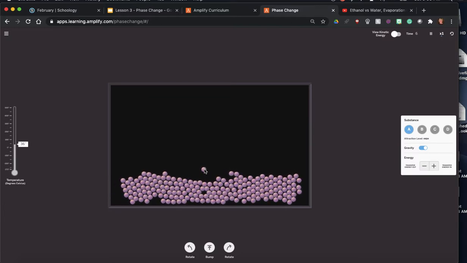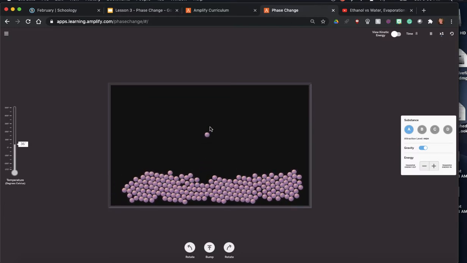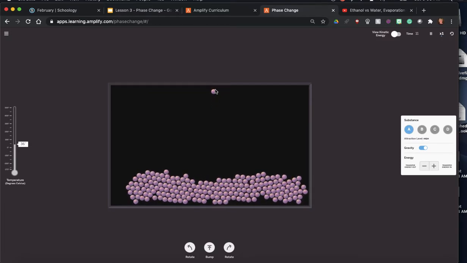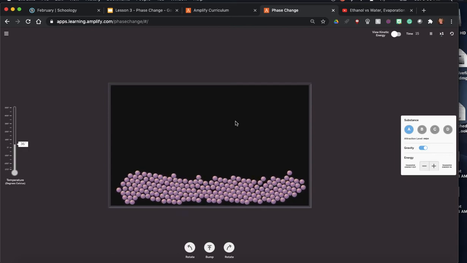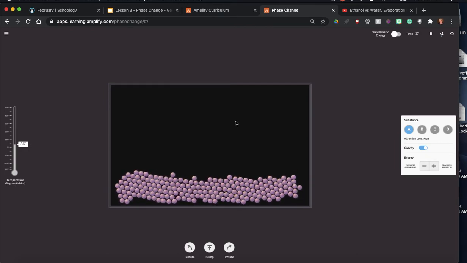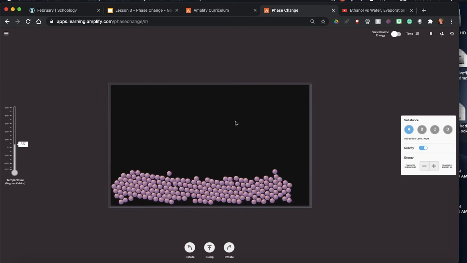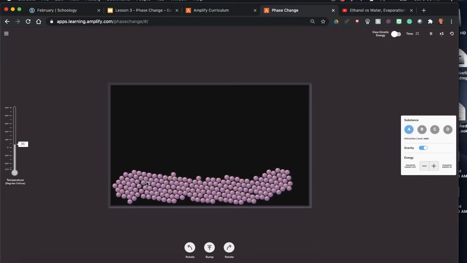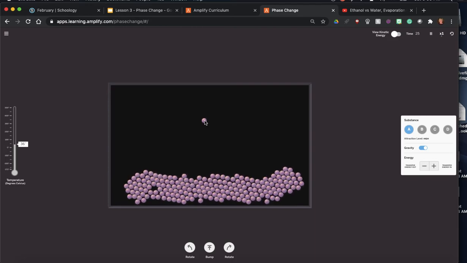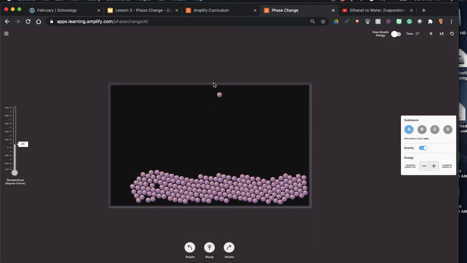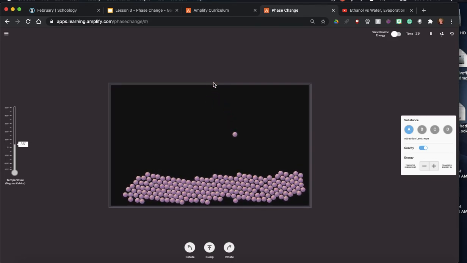I'm going to go ahead and not have any energy come in, but I'm going to reach in there. I'm going to grab a molecule. I'm going to grab it and let go of it up at the top. Look what happens. It's pulled back to the other molecules. This is the molecular attraction that we're talking about. I'm going to grab one, pull it out, keep it away, and when I let go, there's attraction.